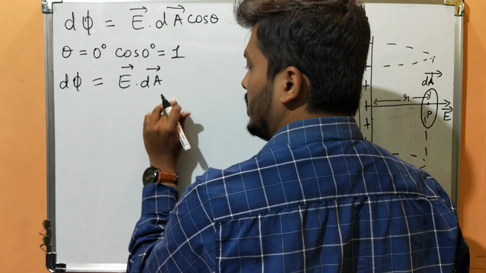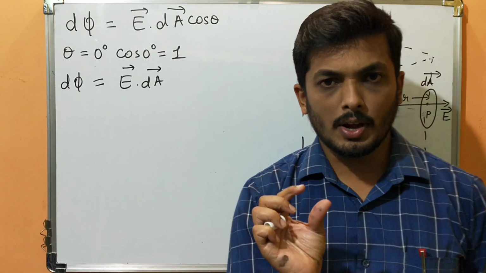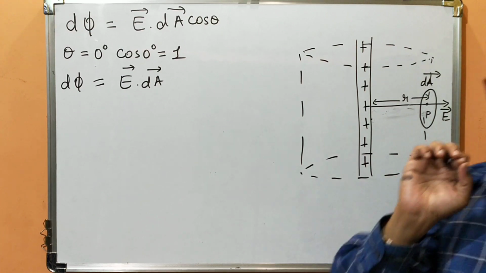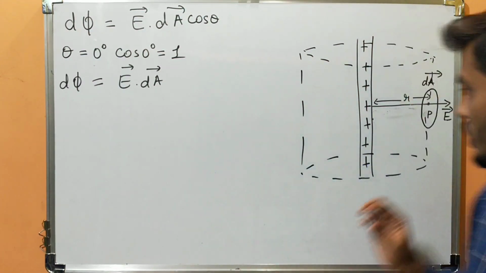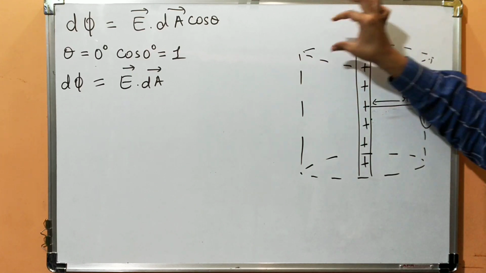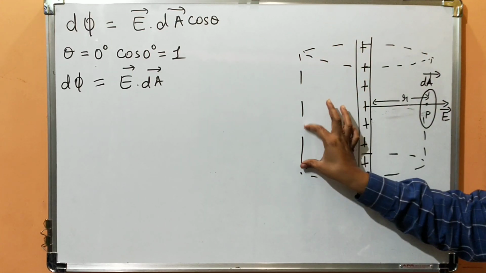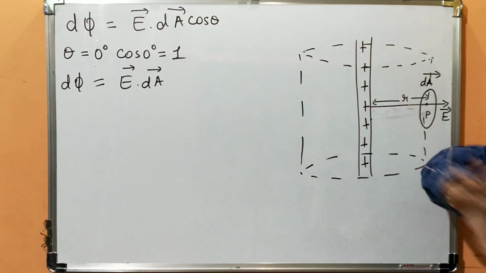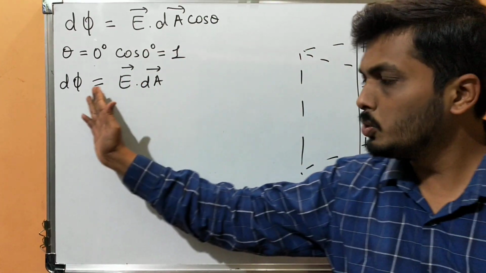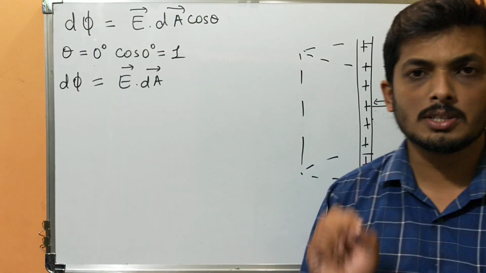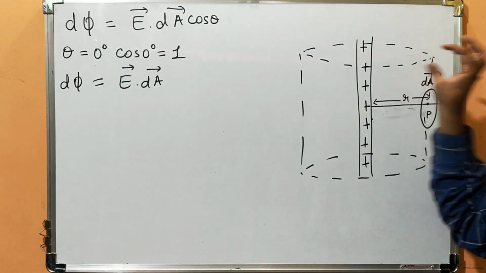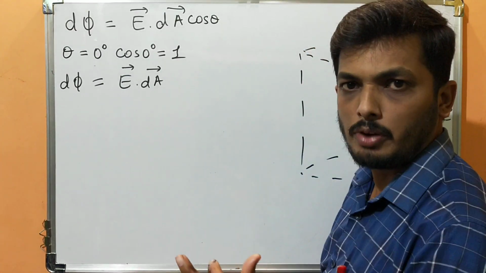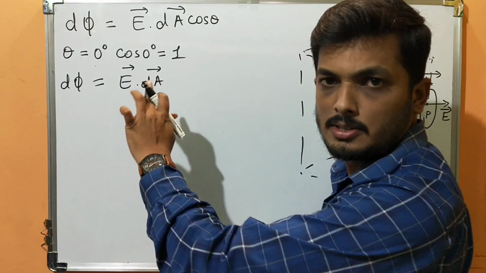Now this d phi is the small flux, but if I want to find the total flux due to this wire, I need to either integrate it or simply do the summation. If I go on taking this small portion over this cylinder, I am going to get d phi here, d phi here, d phi everywhere. When I go on adding everything, I am going to get the total flux phi. And when I add the small areas, I am going to get the total area A. So that simple calculation we are going to do, the summation.